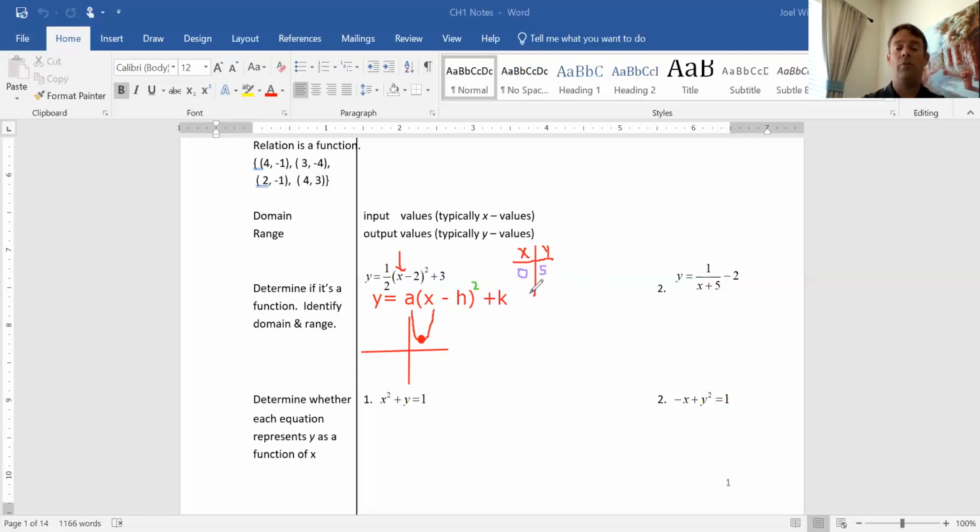To be safe, plug in another one if you really want to. Say I plug in 3. If I plug 3 in here, 3 minus 2 is 1, squared is 1, times 1/2. So we plug 3 in here and we get a y value. Notice I only get one y value here as well. So for every x I plug in, I'm getting one y value. So if I don't want to use the graph of the function, maybe you don't have a graphing calculator, or maybe you don't want to use Desmos on your computer, you can just plug in a couple x values. Do they repeat? If they don't, this is a function.